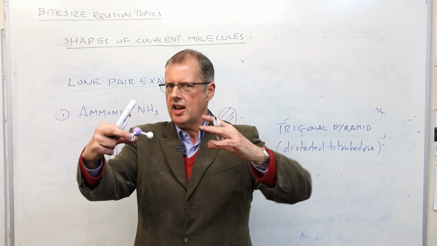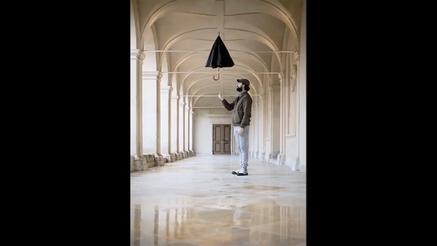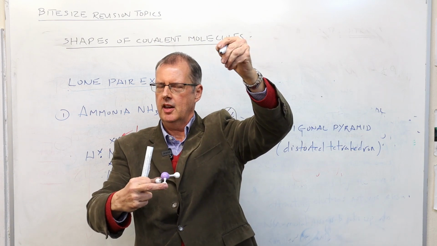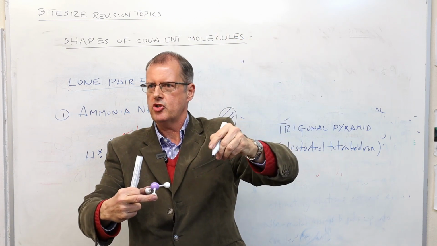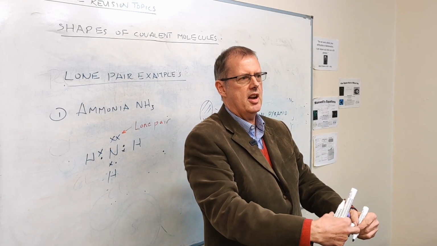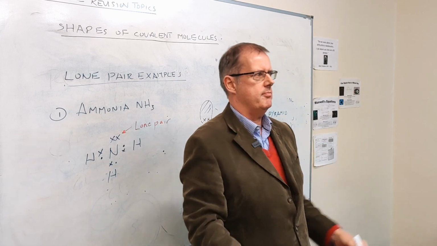A bit like an umbrella closing. You think of an umbrella up there and then it gets forced down by that lone pair sat on the top. Okay, and the reason why it's very good at pushing them down is because it's close in. It's right down snug on top of the nitrogen and it exerts this extra push.